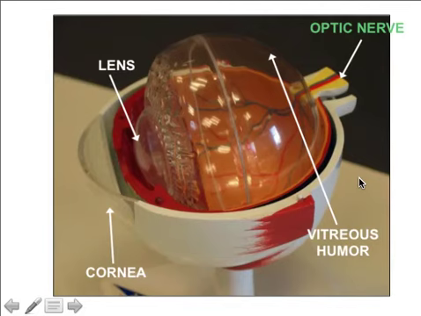Number one, it maintains the shape of the eyeball, but number two, it forms a pressure seal that keeps the retina pressed against the back of the eyeball so that it does not detach. If the retina were to detach, you would lose that portion of your visual field, and you wouldn't be able to send that information back to the occipital lobe of the brain, which is where the primary visual cortex lies.